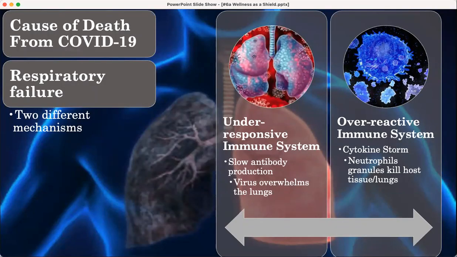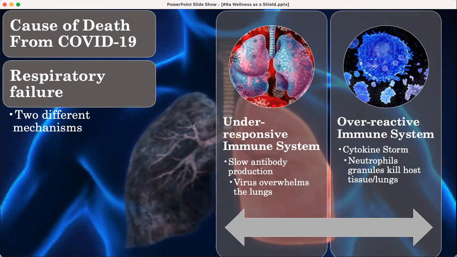All right, so cause of death from COVID-19. First of all, what's causing the death? By and large, the biggest cause of death is respiratory failure. But there are two different mechanisms. A risk of death, say from a cancer survivor or patients on chronic immunosuppression, will have a very slow or under-responsive immune system. Their immune system is fighting with just their white blood cells, but they're not producing antibodies very quickly, and the virus, in fact, overwhelms the lungs.